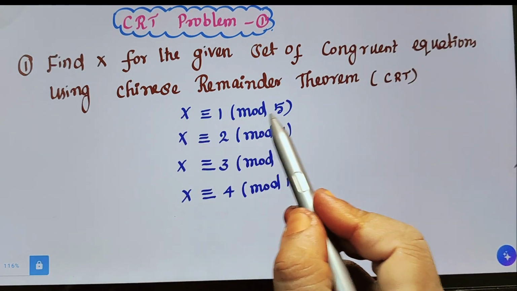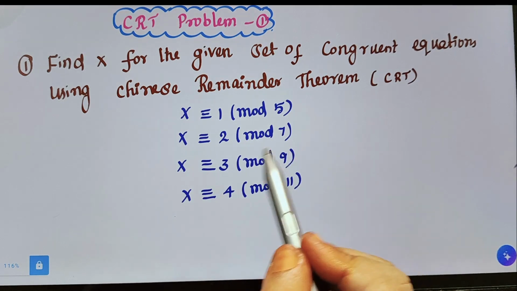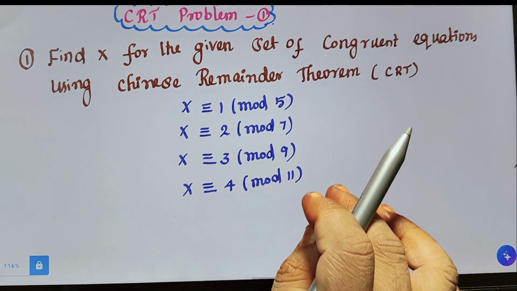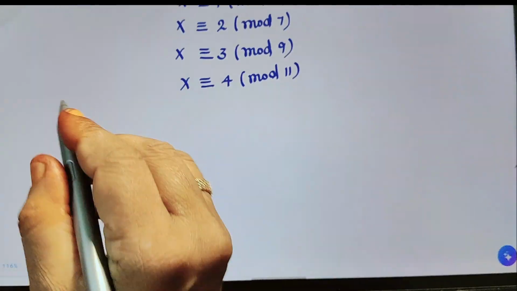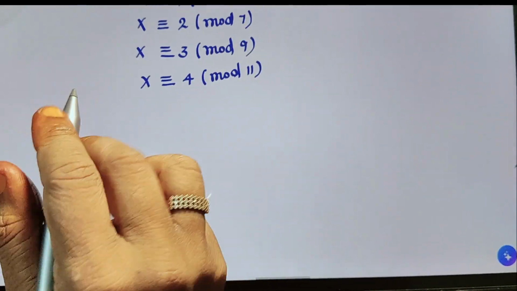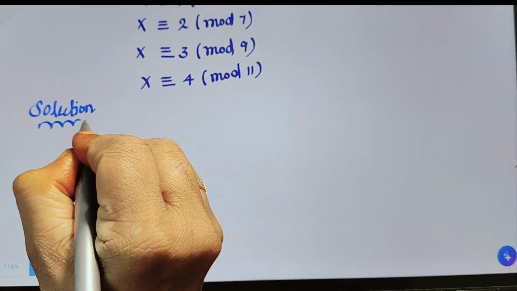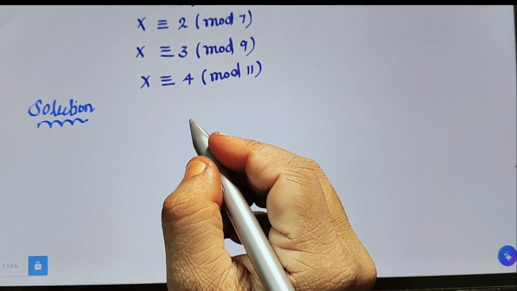x congruent to 1 mod 5, x congruent to 2 mod 7, x congruent to 3 mod 9, x congruent to 4 mod 11. Let us solve the problem. First of all, write the solution. Next, write the given data.